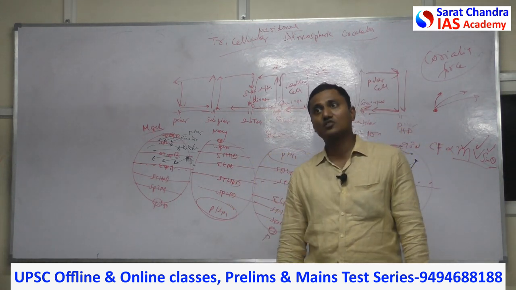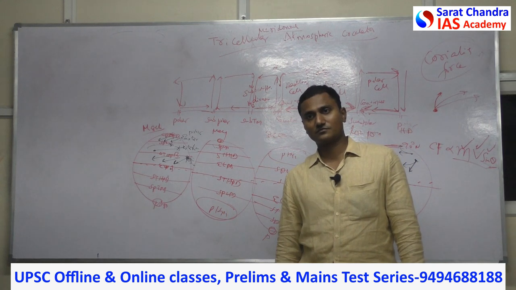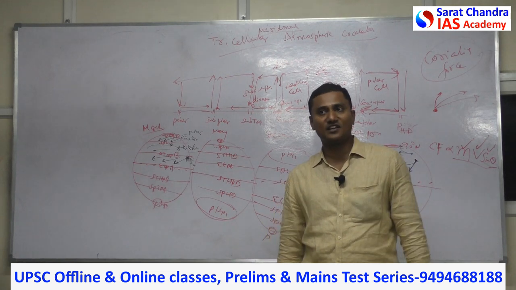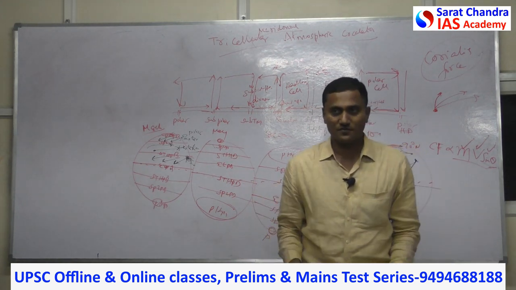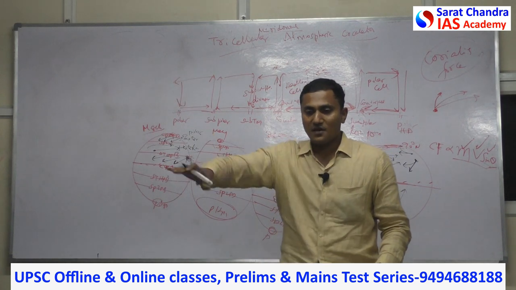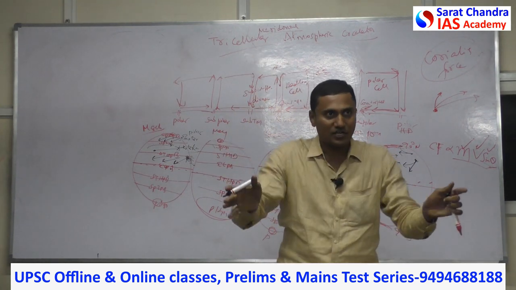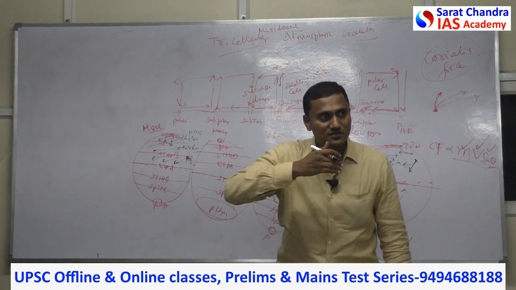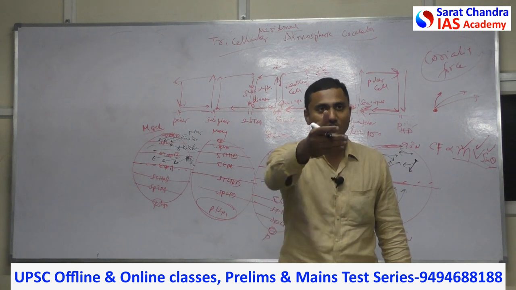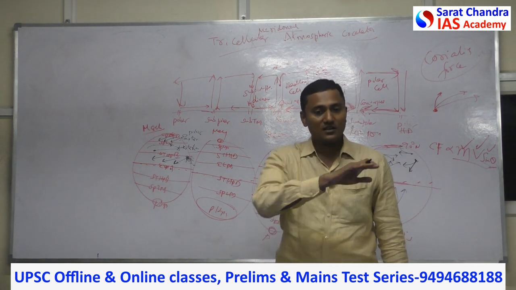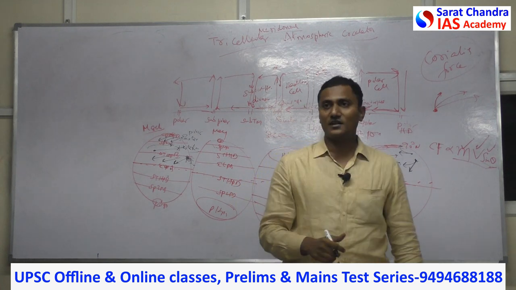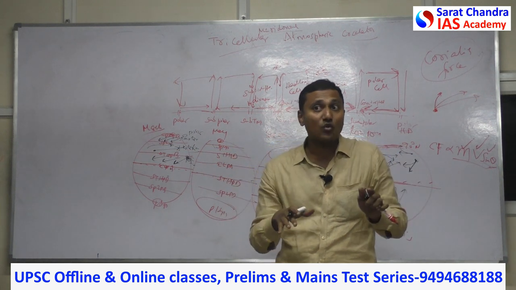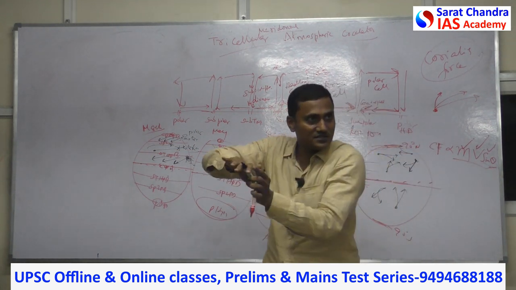This year in the prelims exam, there was a question. Wherever westerlies are there, this is ocean, friend. Westerlies are blowing. For example, you take a bucket of water and you blow the air. Surface water will go to that side. Similarly, wherever westerlies are there, all the surface water of the ocean will go from west to east.